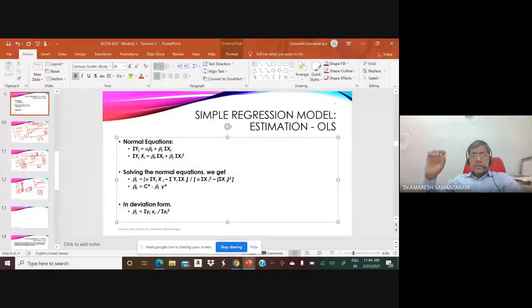Now, what we discussed is the principle of minimizing the sum of squares of error.